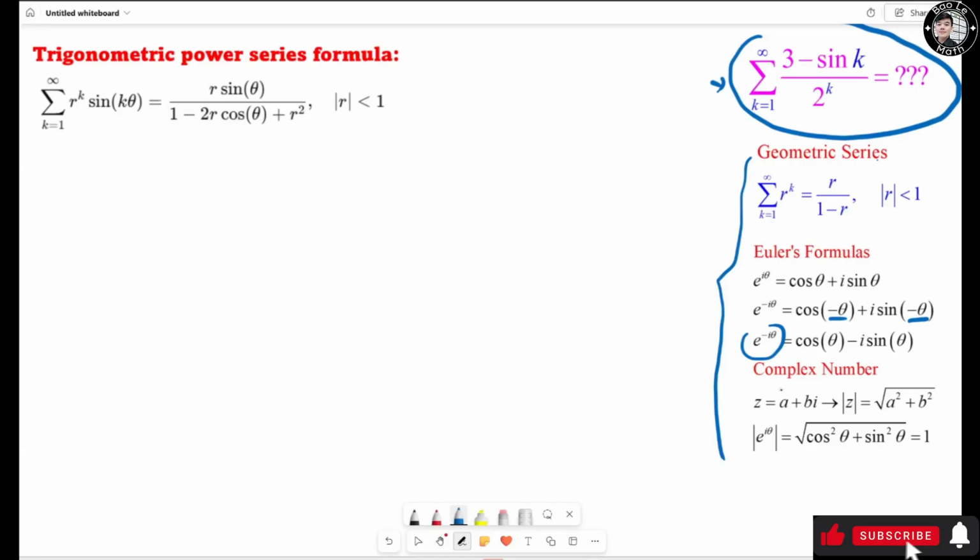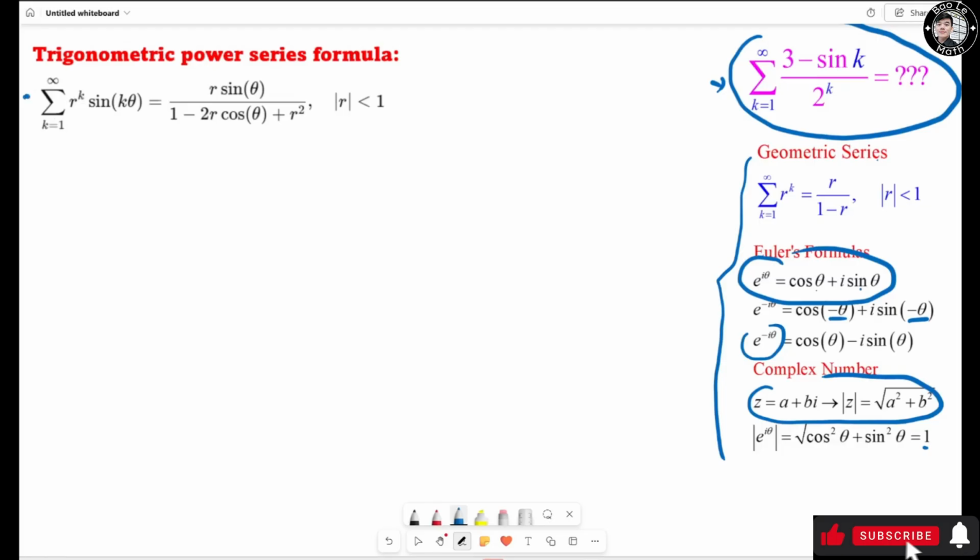Now, if you have a complex number z equals a plus bi, then the modulus of this complex number is the square root of a squared plus b squared. Similarly, I'm going to apply this formula here. So I have the modulus of e to the i theta. It is the square root of cosine squared theta plus sine squared theta, and it's actually 1.